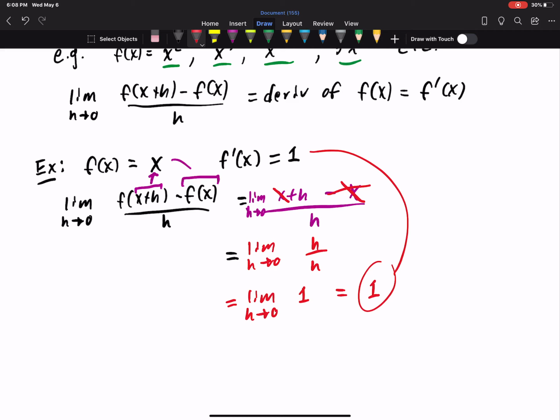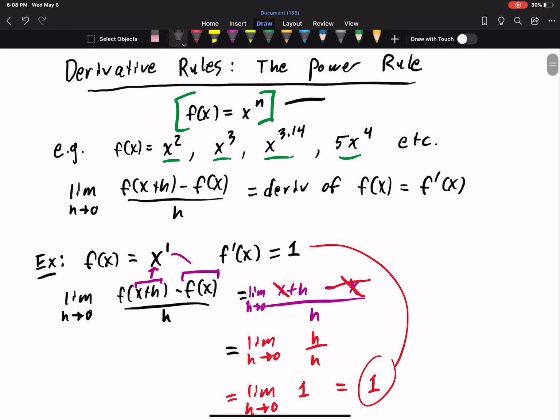One thing I do want you to notice here is that f of x is equal to x is the same thing as x to the first power. Okay, because remember, we're trying to find a general formula for stuff of the form x to the n power, where n is just some number, right? Let's try another one.